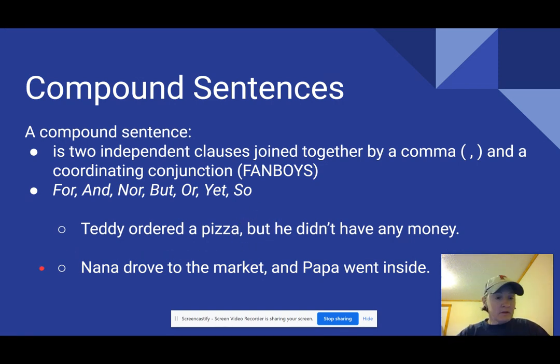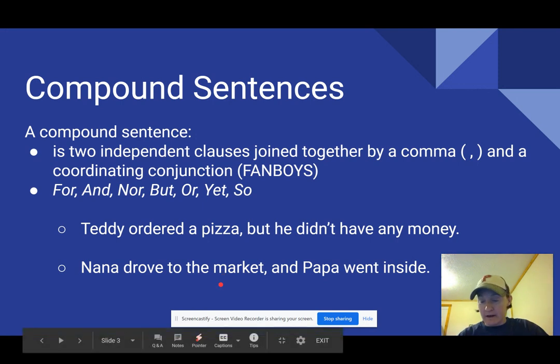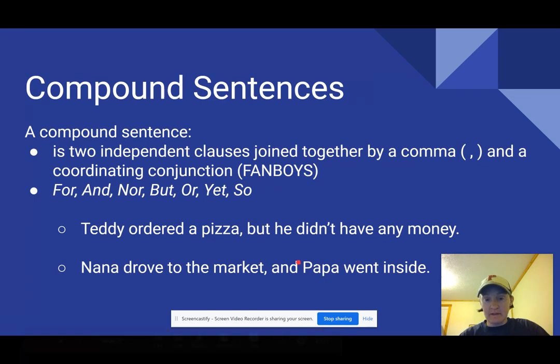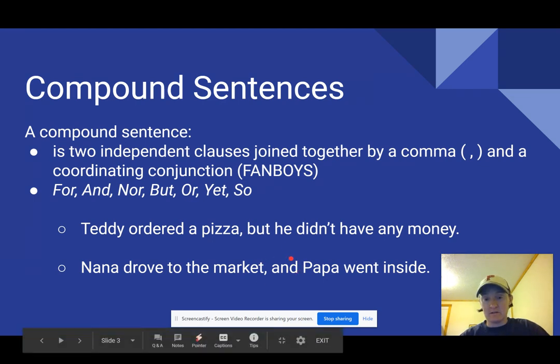Okay. Second sentence, Nana drove to the market, comma, and Papa went inside. All right, so we have, again, Nana drove to the market. That's a perfectly good sentence. That's a simple sentence. It's an independent clause. Over here, we have Papa went inside. We have a subject, we have a predicate, so we have an independent clause. So two independent clauses. This time they're joined by a comma and the fanboys and.